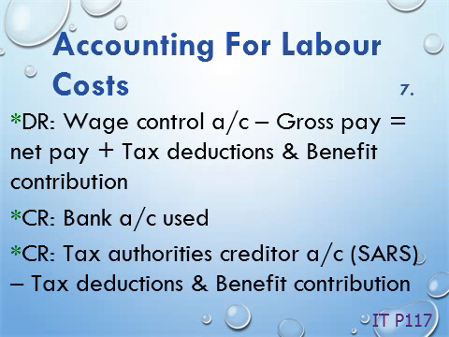The double entry for accounting for labor costs are: Debit the wage control account with the gross pay, which equals the net pay plus tax deductions and benefit contributions. Credit the bank account used to pay the salaries and wages, and credit the tax authority's creditor account, in South Africa, that is SARS, for the income tax and the benefit contributions that are to be paid to them.